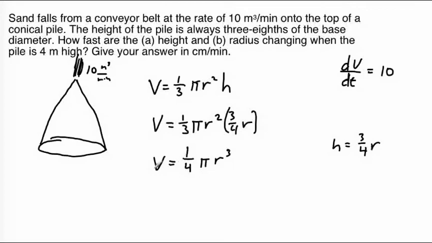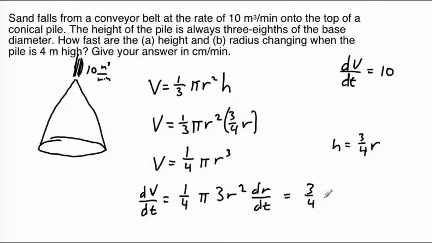So if I take the derivative of both sides with respect to time, I end up getting dV/dt equals 1/4 pi times 3r squared, which ends up being 3/4 pi r squared dr/dt, because we're doing it with respect to time, not with respect to r.